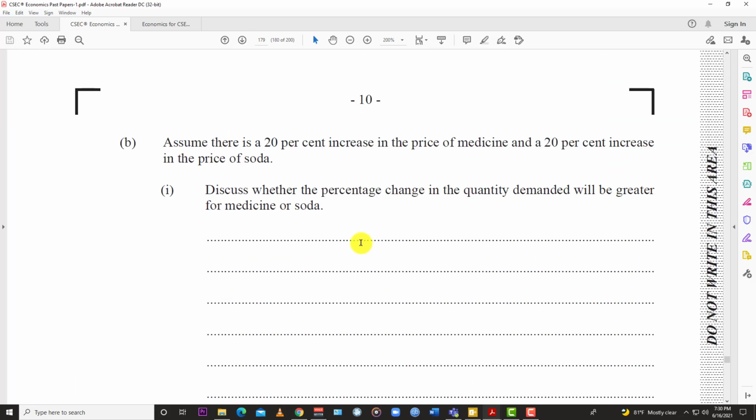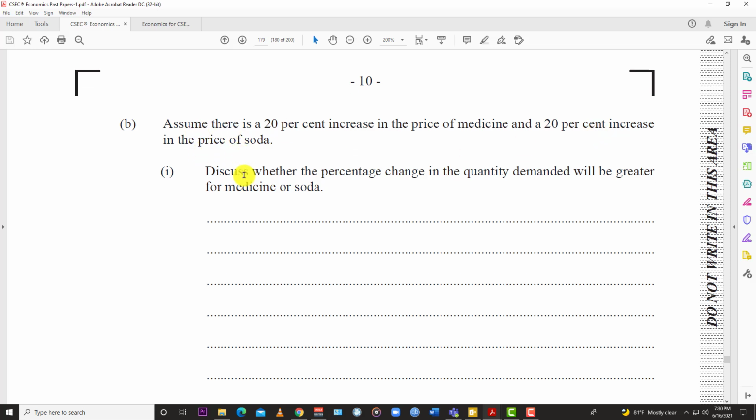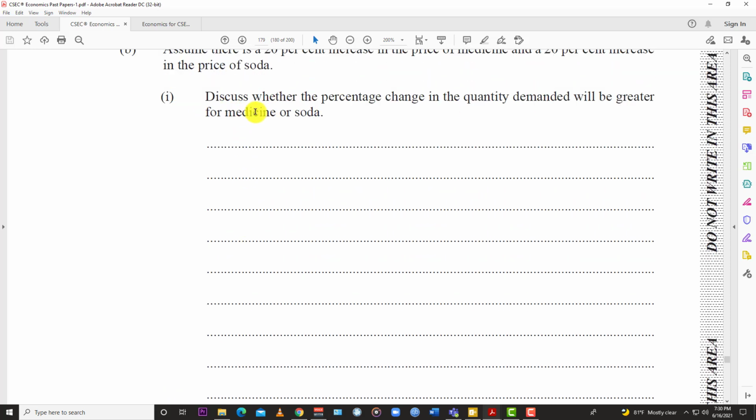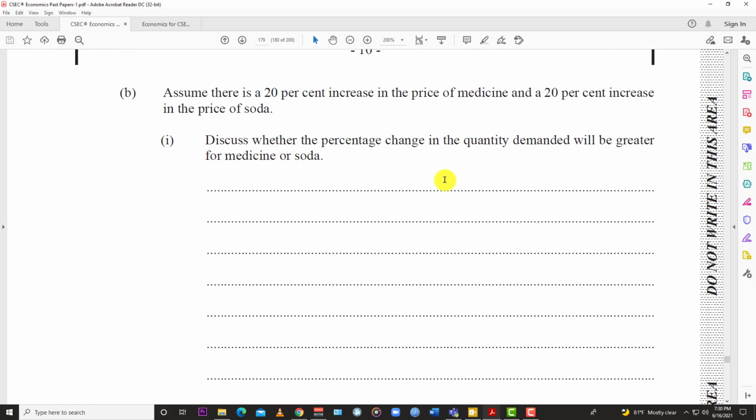Then we have part 3, or B of question 3. Assume there is a 20% increase in the price of medicine and a 20% increase in the price of soda. For 3 marks, discuss whether the percentage change in quantity demanded will be greater for medicine or for soda. I love these kinds of questions, these application questions. You have to know what you're talking about to apply it. So let's look at this now. We're looking at elasticity right now, right? We're looking at elasticity. And so we're saying here, assume there's a 20% increase in the price of medicine and a 20% increase in the price of soda.